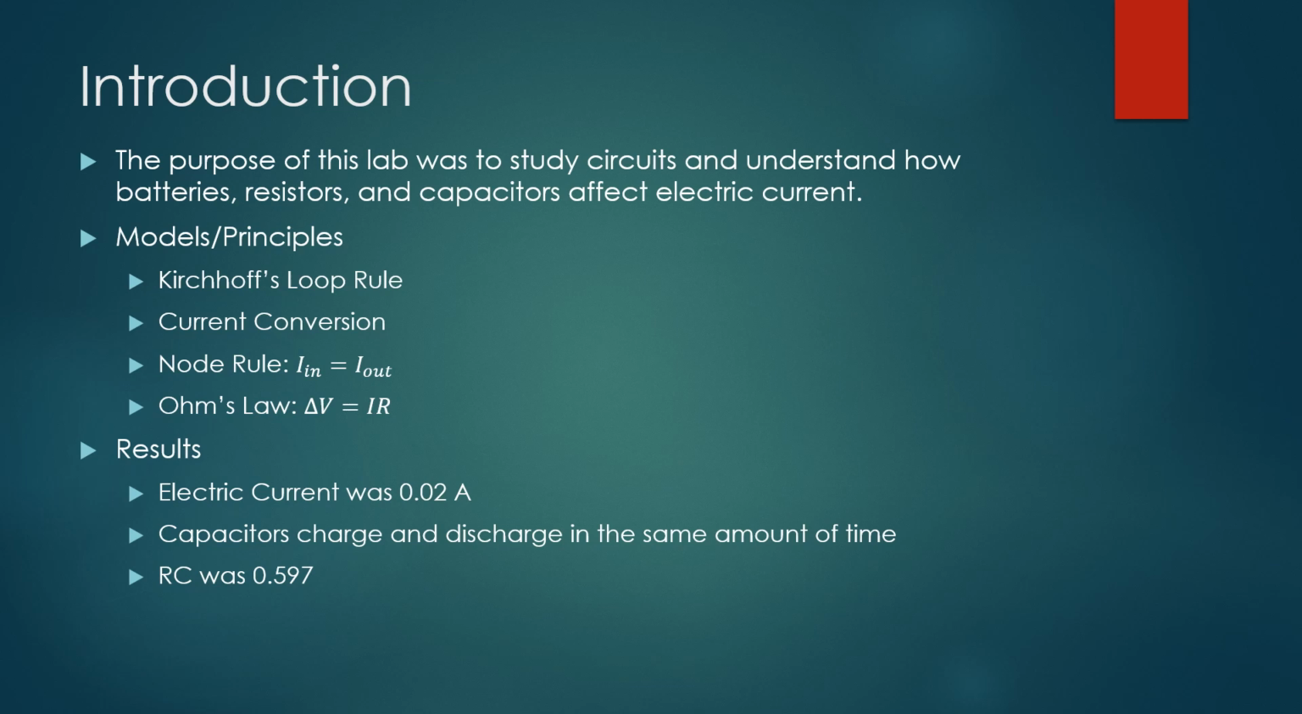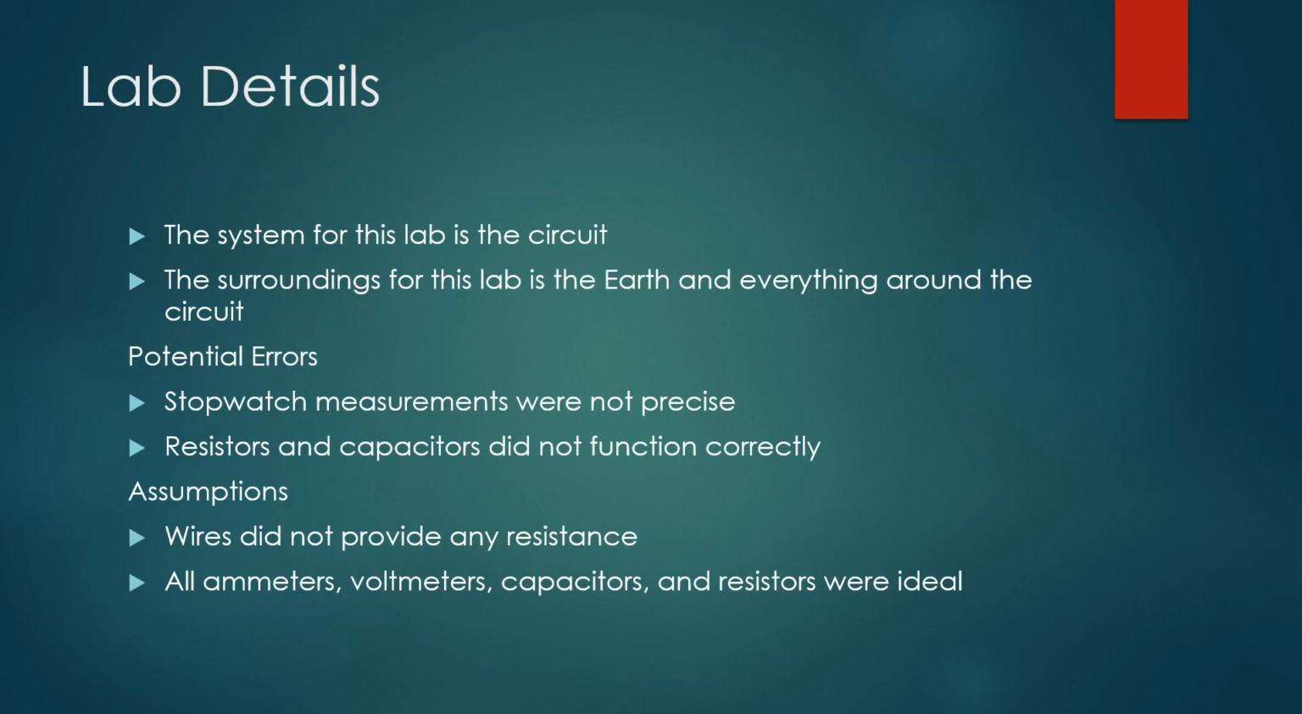Capacitors charge and discharge in the same amount of time, and the RC value was 0.597. The system for this lab is the circuit. The surroundings are the earth and everything around the circuit. Some potential errors were that the stopwatch measurements were not precise and that the resistors and capacitors did not function correctly. Some assumptions made were that the wires did not provide any resistance and all ammeters, voltmeters, capacitors, and resistors were ideal.